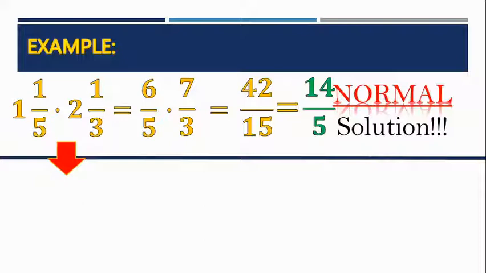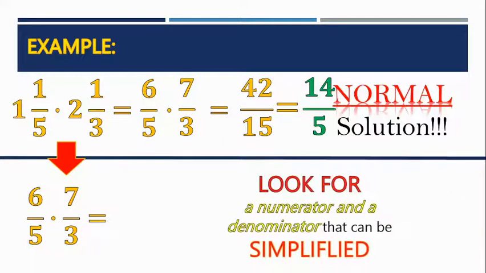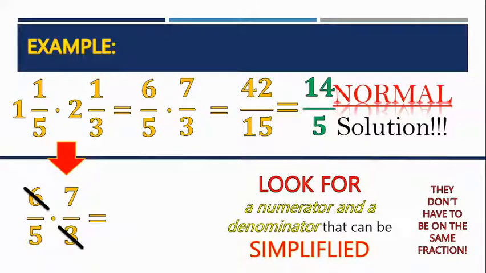Let me show you how to do cross cancellation on the same problem. So we have 6 over 5 times 7 over 3. Again, the first step is to look for a numerator and a denominator that can be simplified. Again, they don't have to be on the same fraction. As we could see, 6 and 3 could be simplified because both of them are divisible by 3, even though they are coming from two different fractions. So let's divide them by 3 and we will be getting 2 and 1.